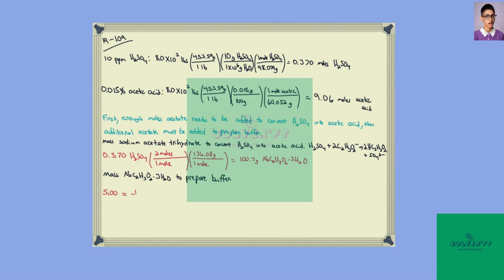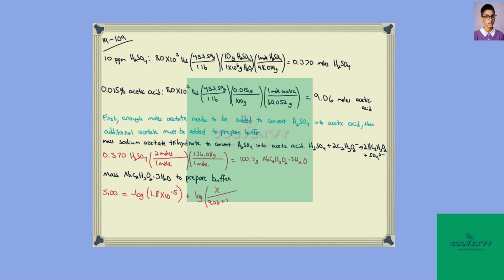So in order to prepare the buffer, I need to add more sodium acetate trihydrate. And I want my buffer to have a pH of 5, so I'll use the Henderson-Hasselbalch equation. pH is equal to negative log of the Ka value to get my pKa. The Ka value of the weak acid present is acetic acid, with a Ka of 1.8 times 10 to the negative 5, plus the log of moles of my base, acetate, over moles of my acid, acetic acid. The moles of the base, I don't know. That's what I need to figure out.